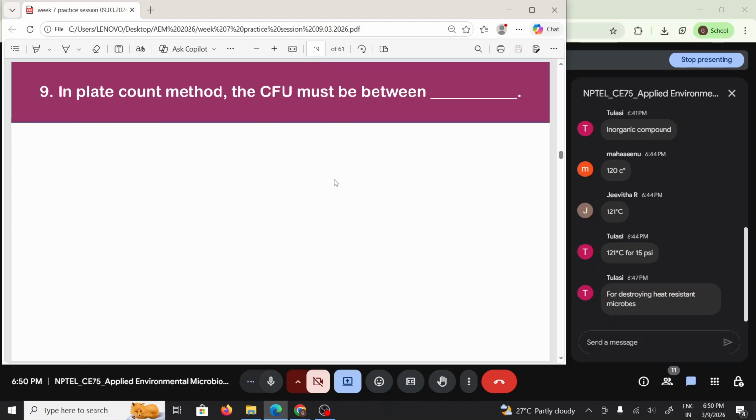Okay, in a plate count method, the CFU must be between what range? To consider that plate for counting and to identify the number of microorganisms in the sample, what should be the range?